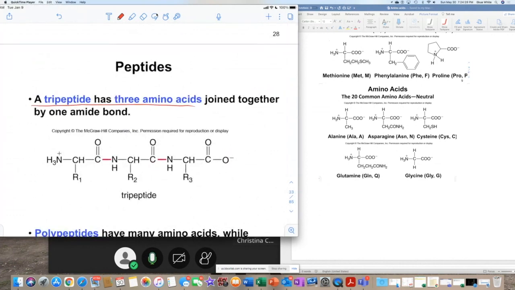It has three amino acids joined together, not like a whole amide bond, but here's one amide bond. Okay, so NCC, one amino acid, NCC, second amino acid. So here we have three amino acids, right? Then the R parts will be different to tell you you have three different amino acids.